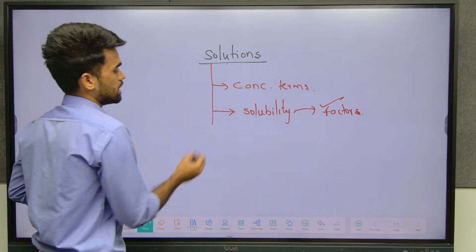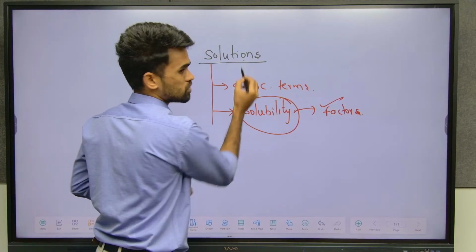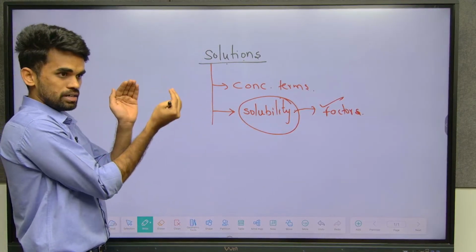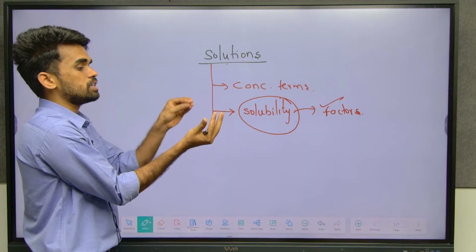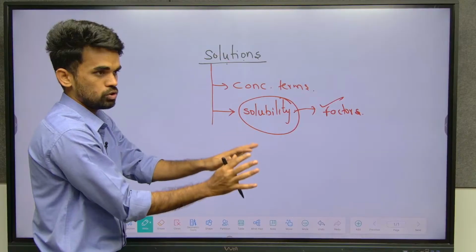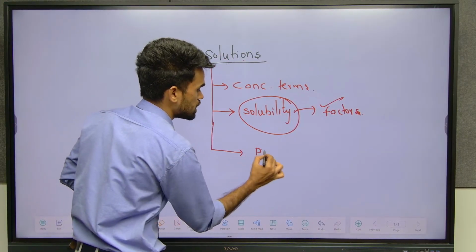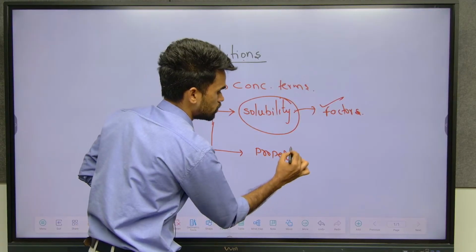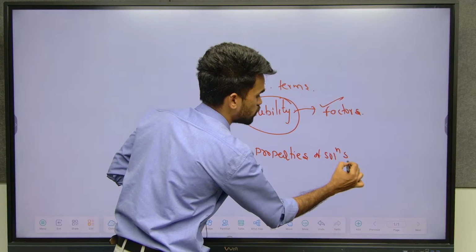What do we mean by solubility? In solutions, we know there is something called solute and solvent. Now, what are the factors that affect the solubility of a solute in the solution? I will tell you about that. The next thing is properties of solutions. These are the things we need to focus on here.